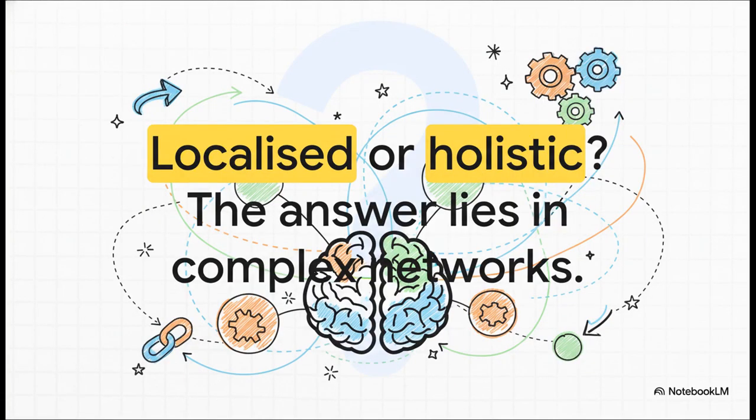So, as you prepare for your exam, the most sophisticated answer isn't about picking a side. The modern view is that no function really happens in total isolation. Instead, the brain seems to operate as a massive network of specialized hubs that are all densely interconnected. The question isn't so much if functions are localized anymore, but how these localized hubs all communicate and work together to create our seamless, complex experience of the world.